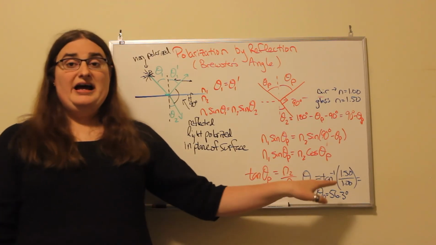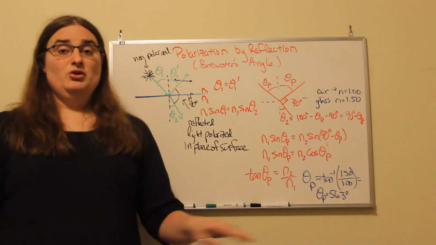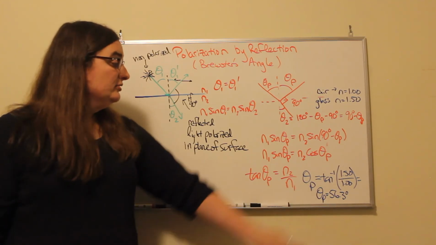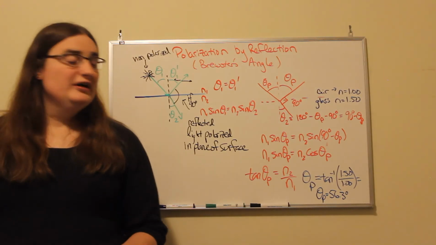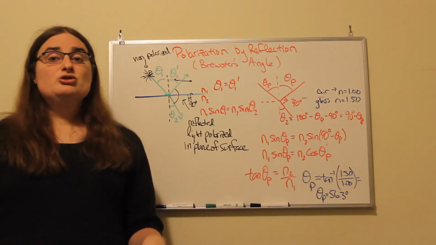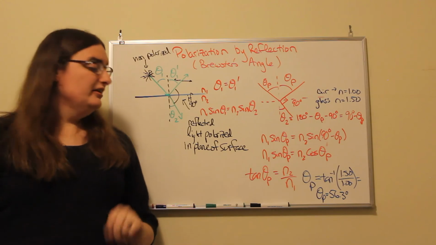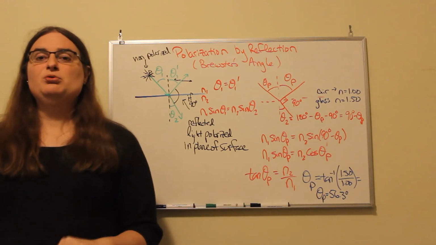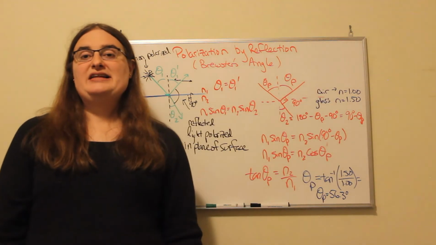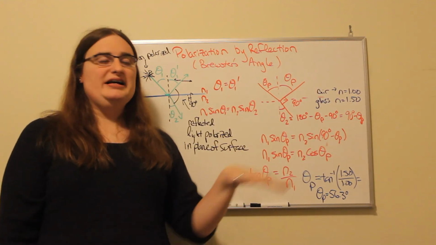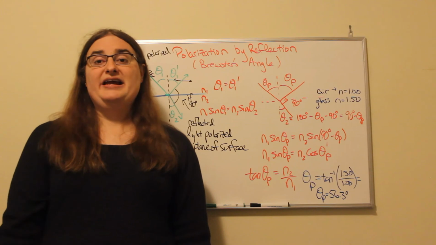Now tangent has no limits from a minimum value to an upper value, so I can happily take the inverse tangent of 1.5, and in degrees, Brewster's angle for light reflecting off glass is 56.3 degrees. At that angle of incidence, the reflected light is going to be polarized parallel to the plane of the glass.